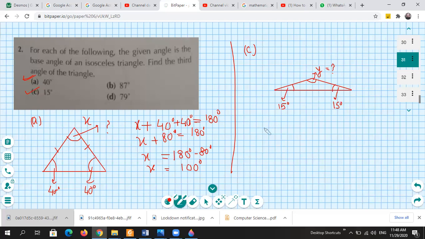So the sum of all the angles is 180 degrees, meaning y plus 15 plus 15 equals 180 degrees. So 15 plus 15 is 30. And if I shift it to the right-hand side, or subtract 30 degrees from both sides, I get y equal to 180 minus 30. So y is equal to 150. So this is the third angle.